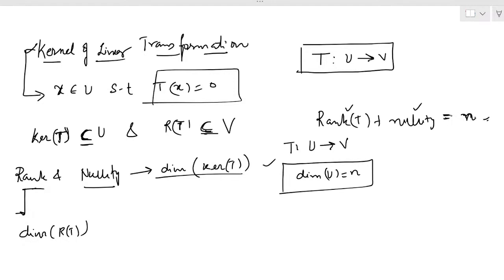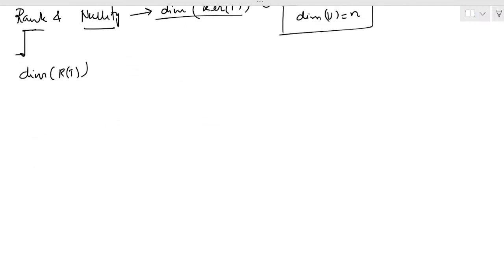Rank of T plus nullity equals n. Okay, let us take one example to understand what is the utility of the same. So let us do a question.